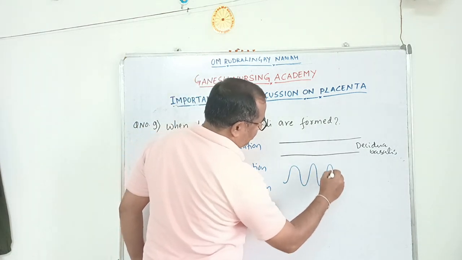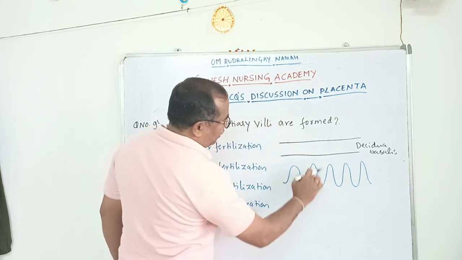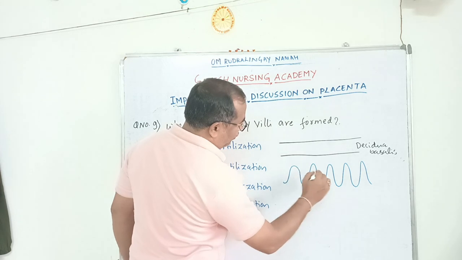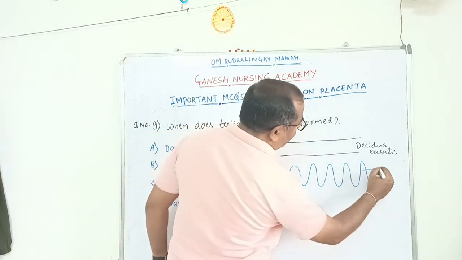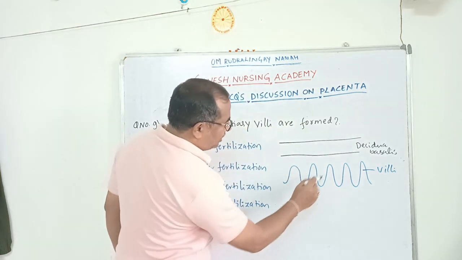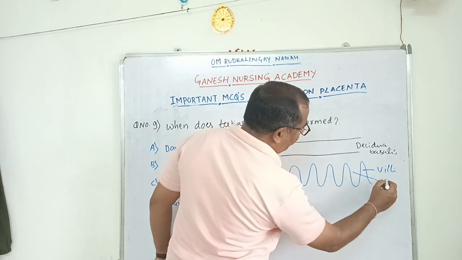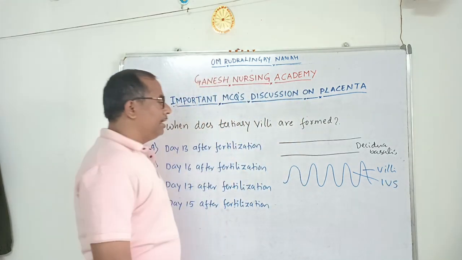Okay, so these finger-like projections are called villi. In between these finger-like projections, there is a space. This space is called the intervillous space.